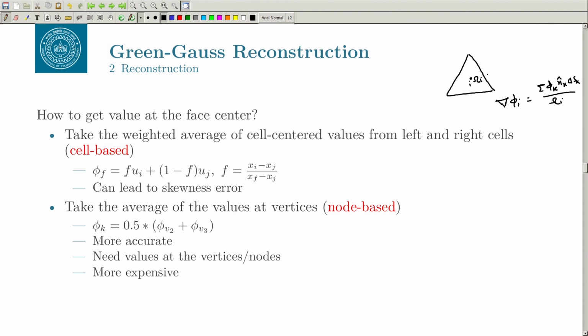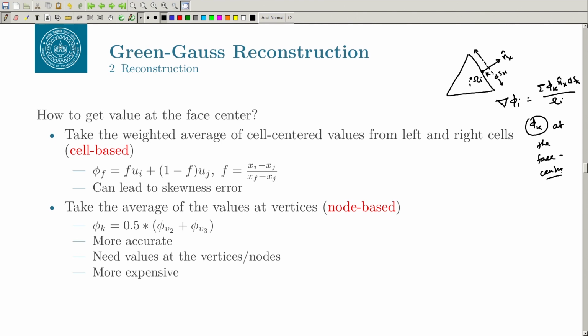Where k is basically the face, this is my n k, and this distance is delta s k, and you have to basically integrate over all the faces, right. So, here we are using phi k, the value at the face center. So, we stopped there: how do we get the value phi k at the face center?